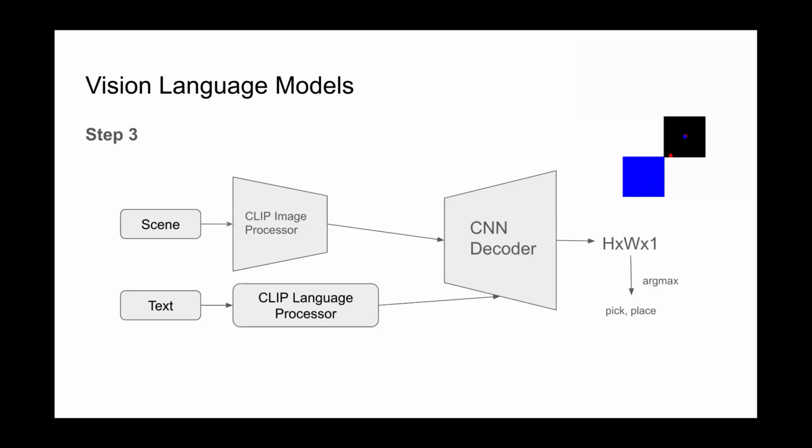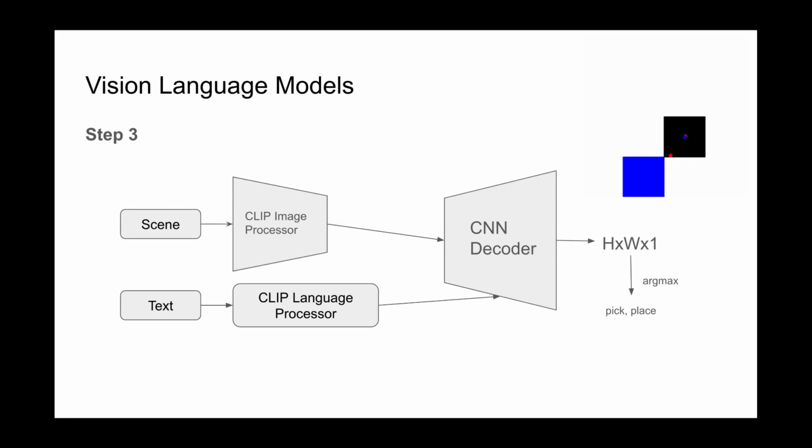So in the next step, I used the CLIP image processor, but in a different way. I did not use the full CLIP image processor, but only a few layers in which they generate a spatial image embedding where the spatial information has not been lost yet. The text still goes through the CLIP language processor, which generates the language embedding.